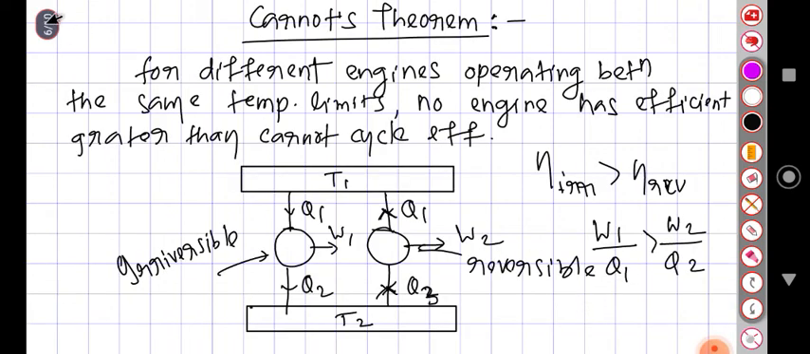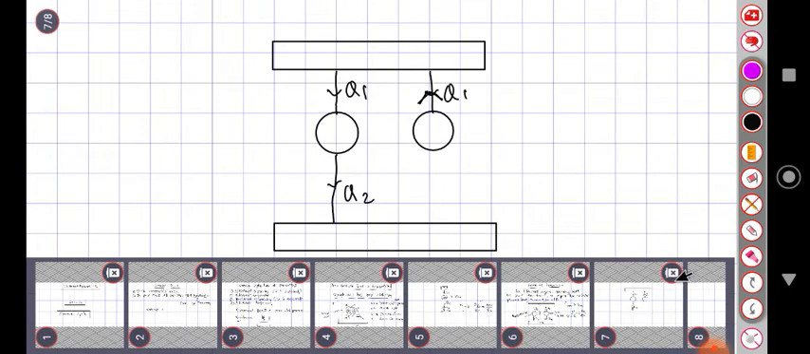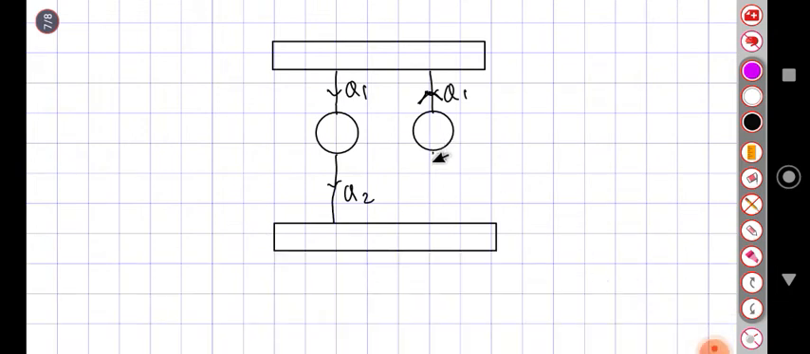In this slide, instead of getting work output from this, I will attach this. Whatever W1 is getting from this irreversible engine, that work I will give to this engine, not the whole work, but suppose this is 200, then I will give 100 amount of work from this 200 to this, and here I will get the net work. The net work balance is 100 kilojoule, right?